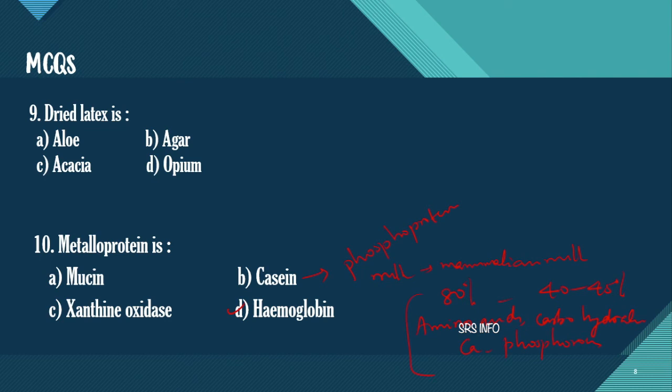Okay. The most common form of casein as a food additive is sodium caseinate. Sodium caseinate is the most common form of casein. We can see that in foods, creamers, topping agents, all these contain this casein in the form of sodium caseinate. So the correct answer of this question, that is metalloprotein, is hemoglobin.